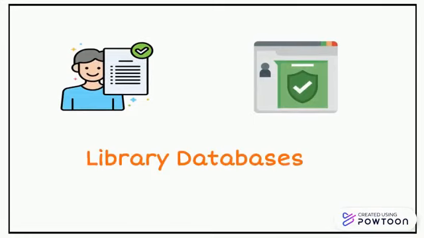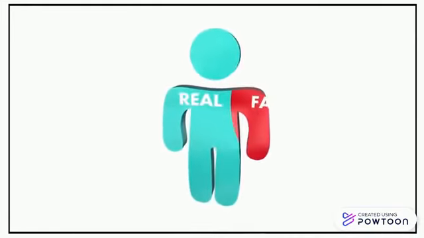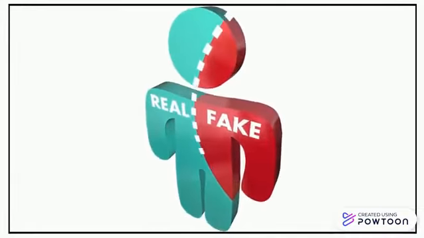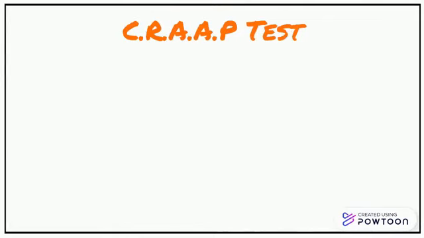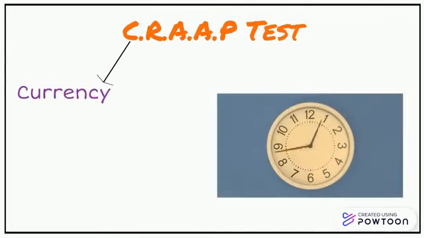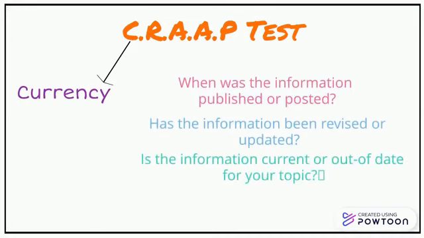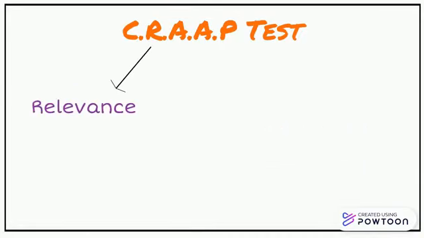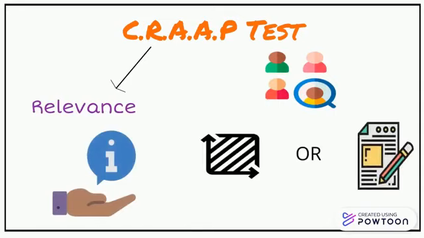Sometimes you need to use data or information from websites or other sources that are only accessible through search engines. To check the credibility of those sources, or even the sources you find through databases that are not reviewed, you can use the CRAAP test. The CRAAP is an acronym where C stands for currency that checks the timeline of the information. That is, when was the information published or posted? Has the information been revised or updated? Is the information current or out of date for your topic? Are the links functional? R stands for relevance that checks if the intended audience is mentioned, how much information is presented. Does it provide superficial treatment or deep analysis?